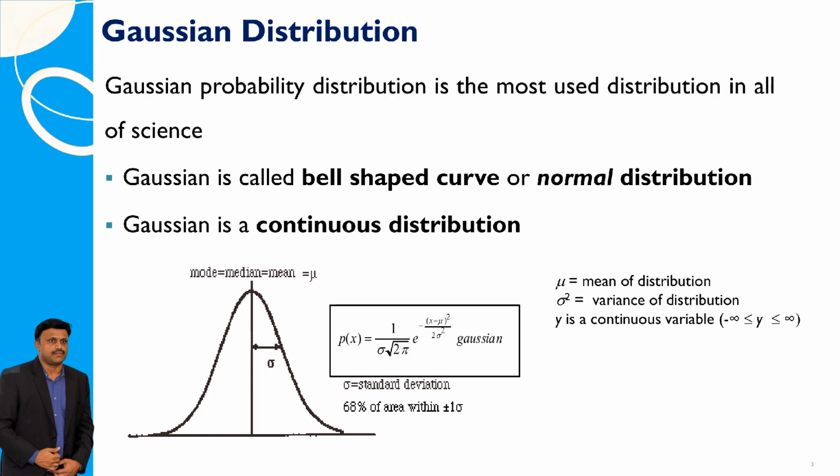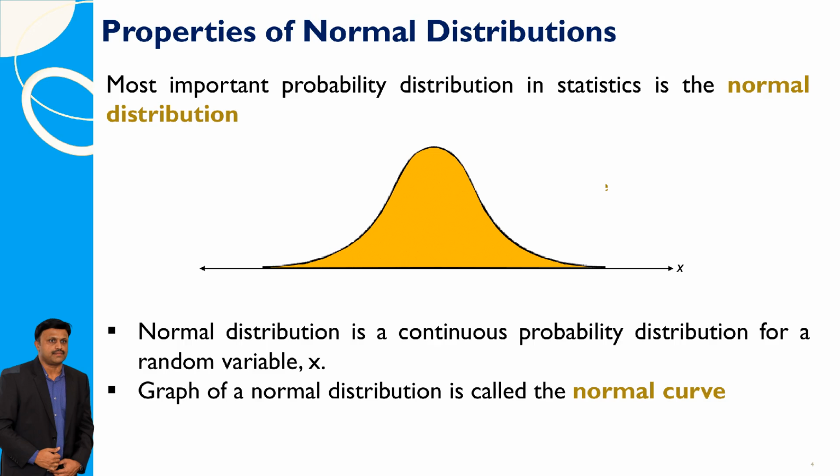Unlike the binomial and Poisson distributions, the Gaussian distribution is continuous and is widely used in science. Often referred to as the bell-shaped curve or normal distribution, the Gaussian distribution is known for its characteristic shape and its prevalence in statistical analyses. Normal distribution is a fundamental probability distribution in statistics, characterized as a continuous probability distribution for a random variable x. Its graphical representation is known as the normal curve.